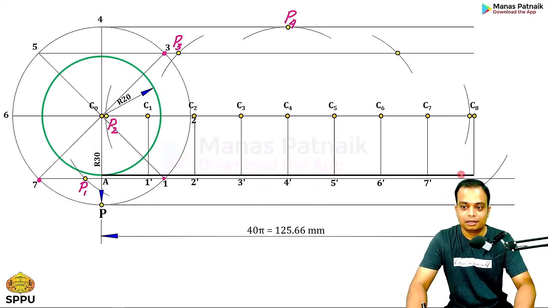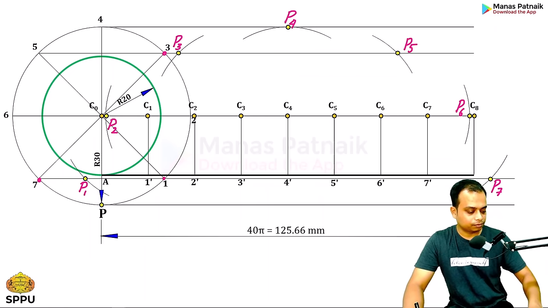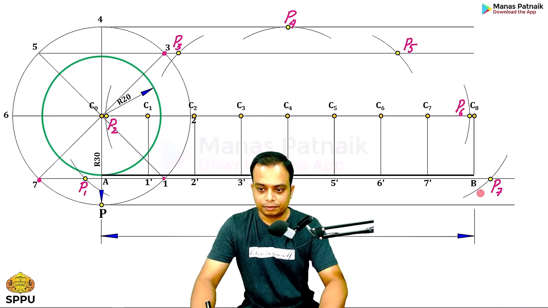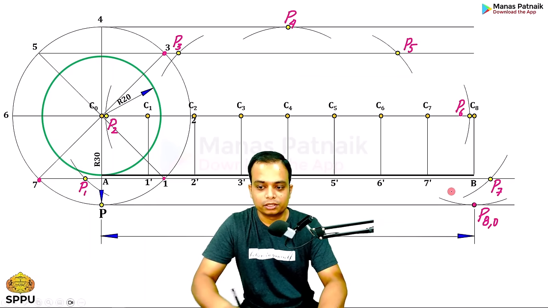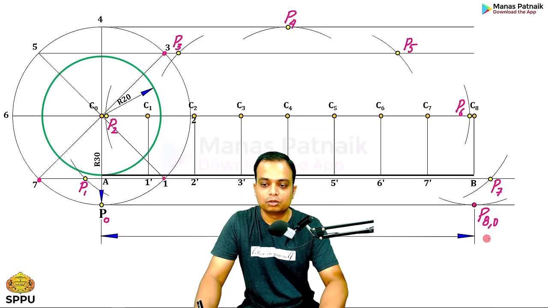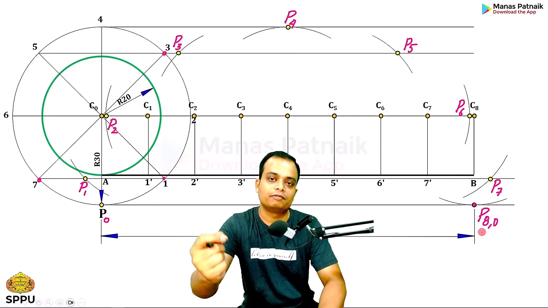Let me show this to you. This is P7, that's P6, that's P5, and finally over here you watch, if you take this C8 as center and try to make an arc, it is going to be just a touch and go case. This point over here is your point 8, P8. You can call it P8, you can call it P0 also, it's your choice. Let's say this is P0, it is back to its original position just after one revolution.